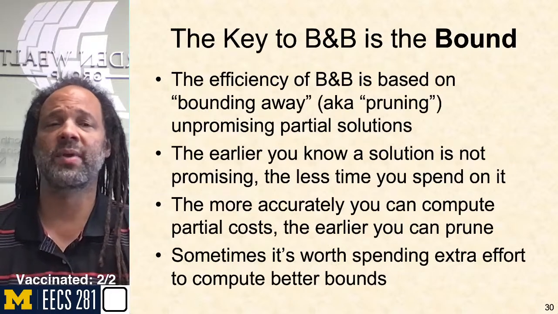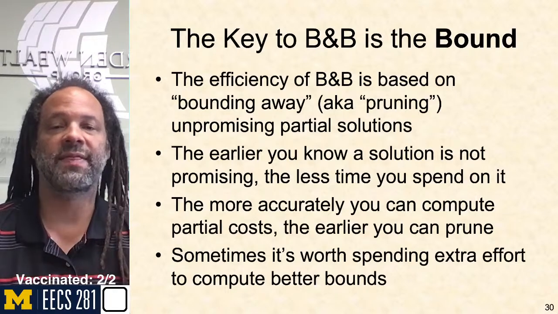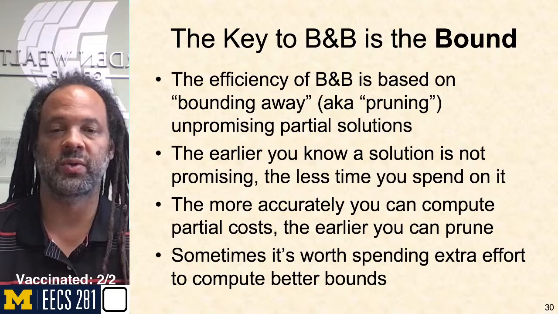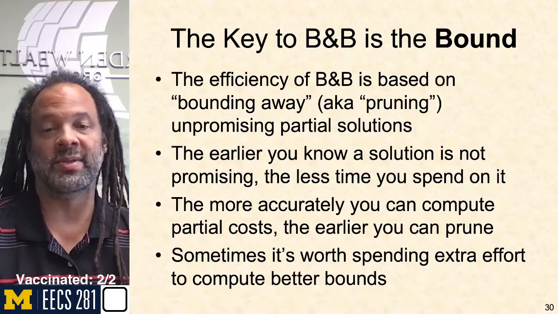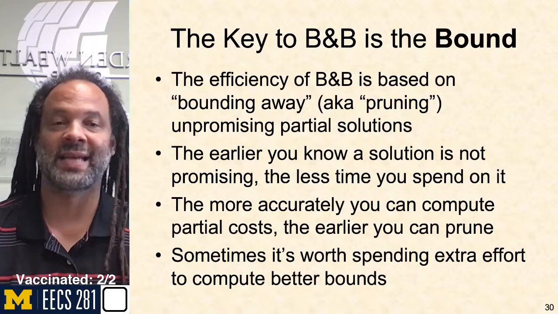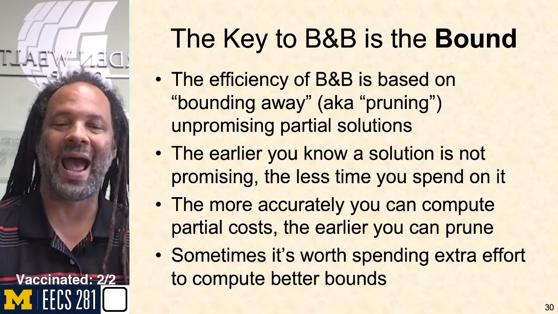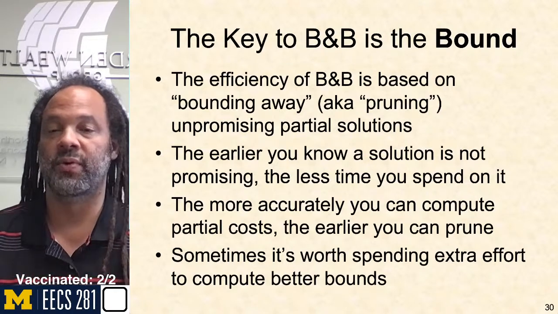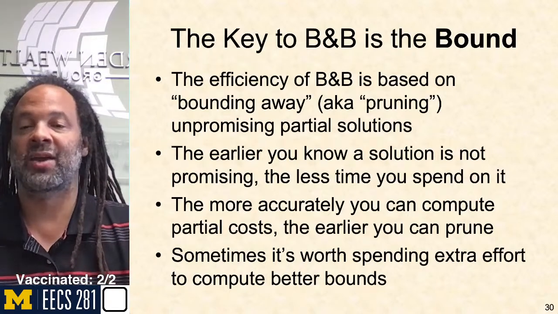The key to branch and bound is the bound. The efficiency of B&B is, of course, based on cutting things away, pruning things, getting rid of unpromising partial solutions. And we saw earlier that the earlier we know a solution isn't promising, the more I prune, so the less time I spend investigating something that isn't going to work for me. So the more accurately I can compute my partial costs, the earlier I can prune. Remember, it's okay for me to be inaccurate as long as I'm not inaccurate long.